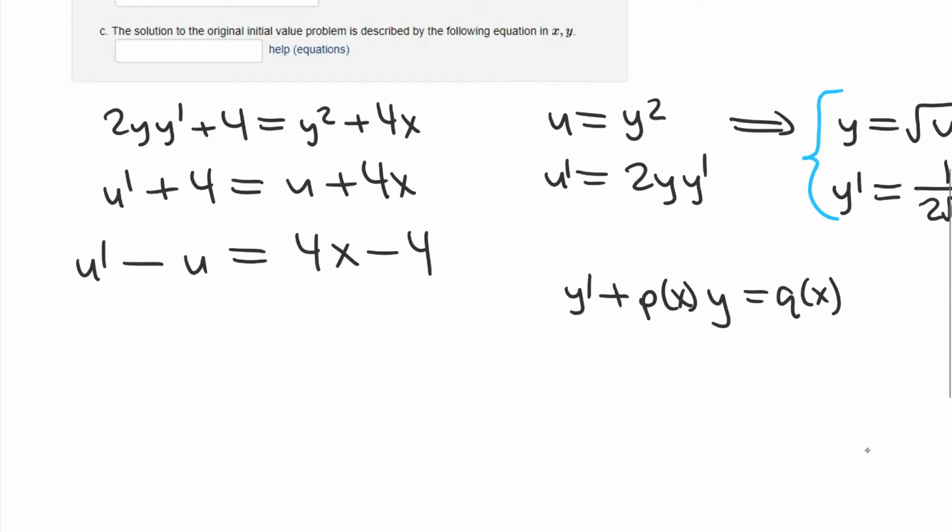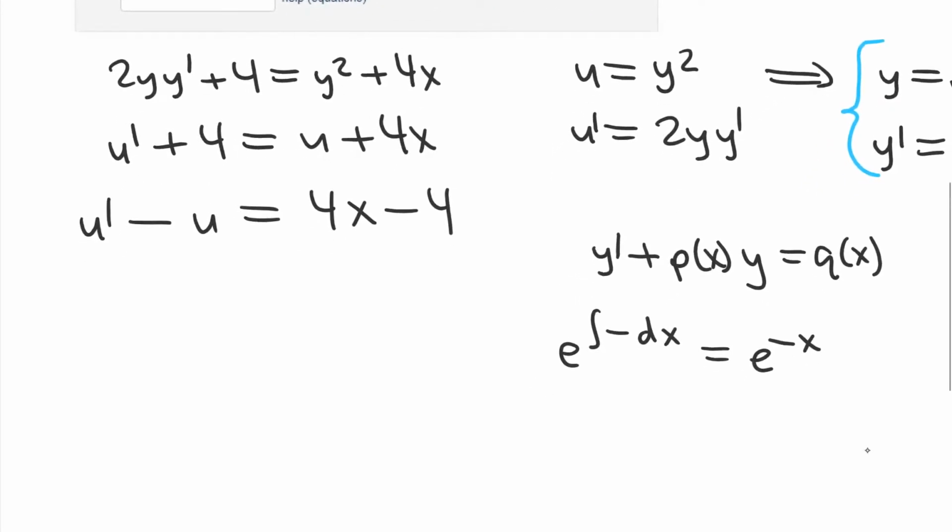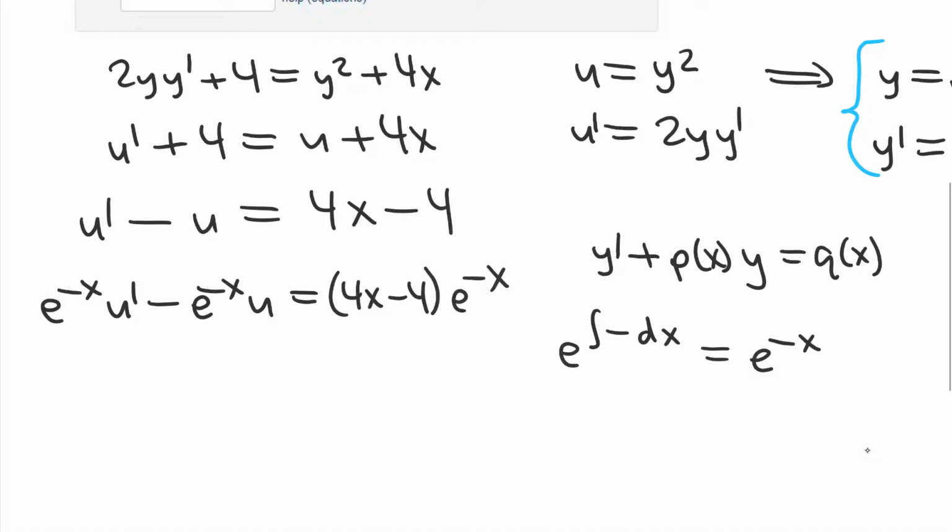And so my integrating factor is going to be e to the integral of the coefficient on u, which in this case is -1. So it's just e to the integral of negative dx, which is e^(-x). And so I'm going to multiply both sides of this equation by e^(-x). On the left-hand side, I get e^(-x)u' - e^(-x)u. And on the right-hand side, I get (4x - 4) times e^(-x).